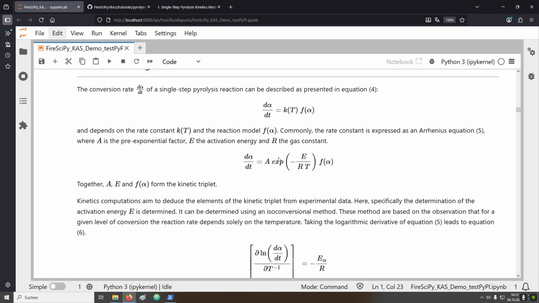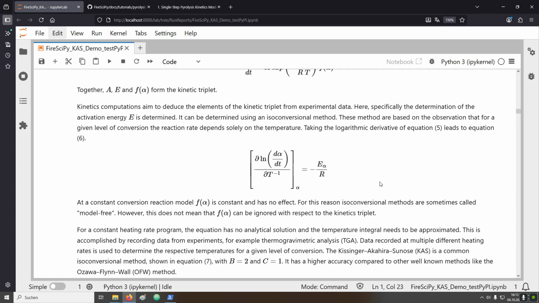With that, we can rearrange the above equation. The reaction rate then only depends on the pre-exponential factor, the activation energy, as well as the reaction model. These three together are what is called the kinetic triplet. If we now want to deduce the activation energy, we can take the logarithmic derivative of the above equation. For a fixed level of conversion, meaning for a fixed alpha, we can then neglect the reaction model f of alpha. This is the reason why these methods are sometimes called model-free.